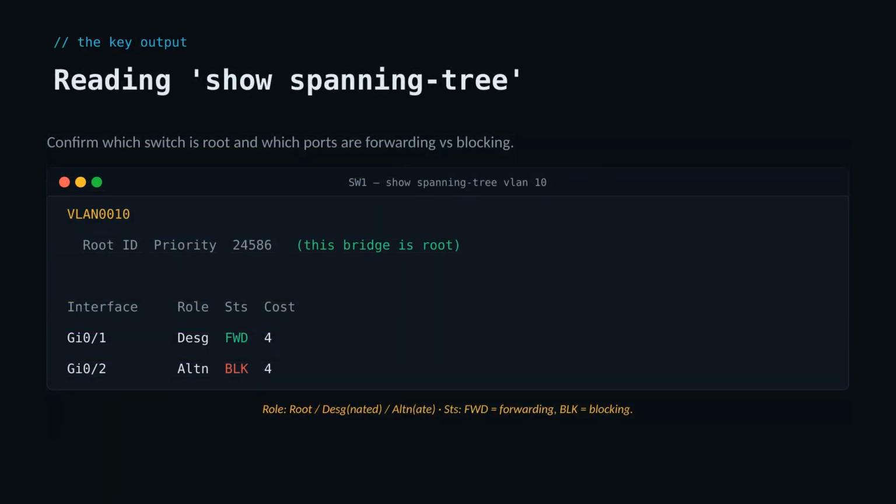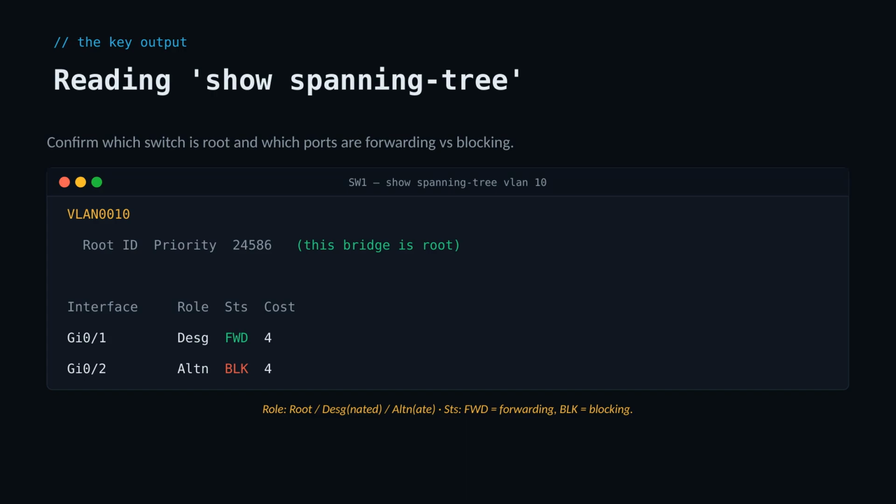Let's put that summary command to work on SW1, scoped to VLAN 10. The root ID priority of 24586 with the note "This bridge is root" tells us immediately that SW1 won the election for this VLAN. No need to chase further. Down in the interface table, Gi0/1 is a designated port in forwarding state, while Gi0/2 sits as an alternate in blocking. That's spanning tree doing exactly its job, keeping one path live, holding the redundant one in reserve to break the loop.